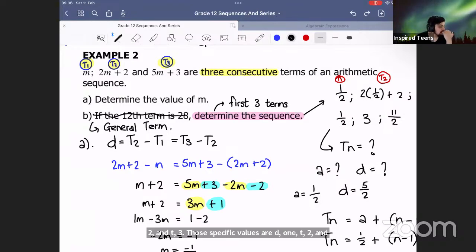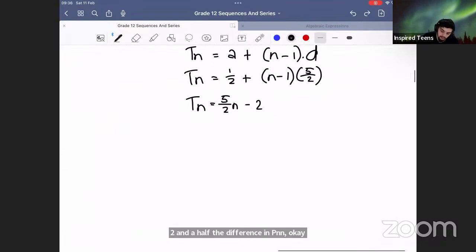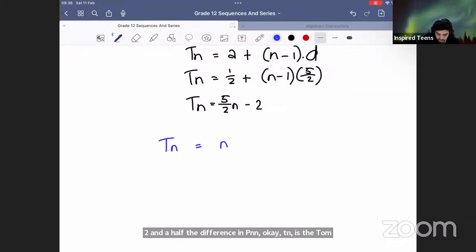What is the difference between Tn and n? Is the difference 2.5? Tn is the term for n, and n is the term number. So Tn is generally your value, whatever the value of that term, and n is basically where it is in the pattern. Is it the 5th term? Is it the 6th term?